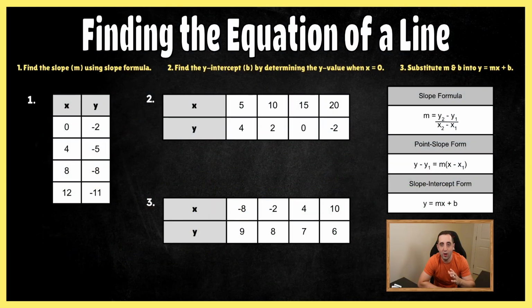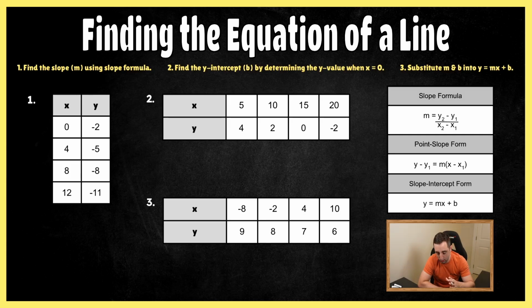Now, for finding the equation of a line from a table, the first thing that you're going to have to figure out is what is the slope of this line, or what is the steepness or the incline of this line? Is it going in the positive direction from left to right? Is it going in the negative direction from left to right? Is there no steepness to it at all and it has a zero slope? Or maybe it's even undefined, completely vertical up and down.